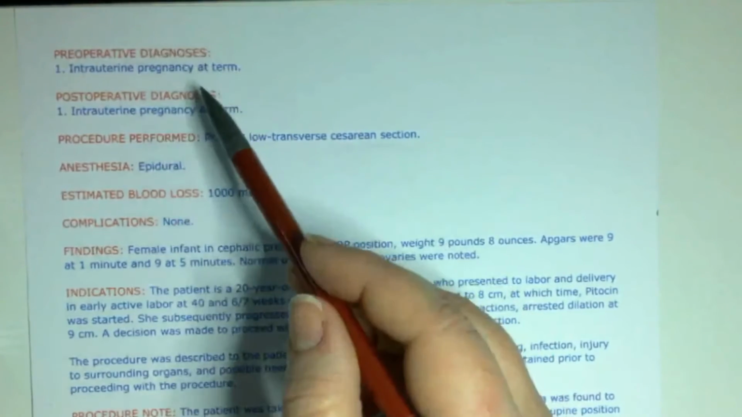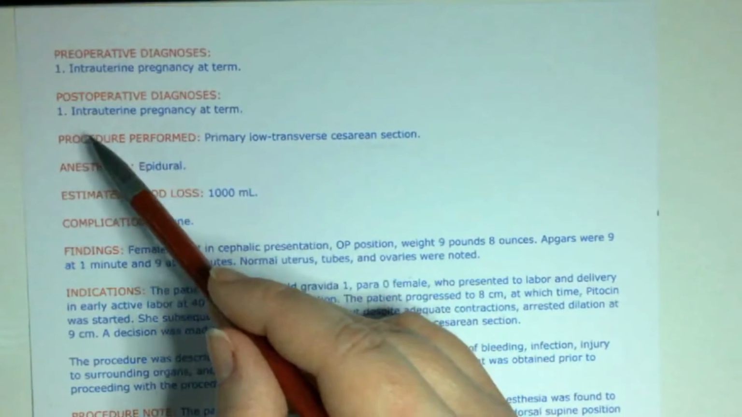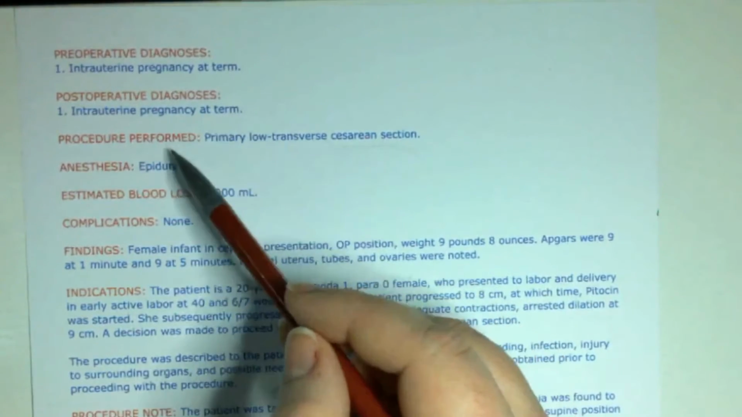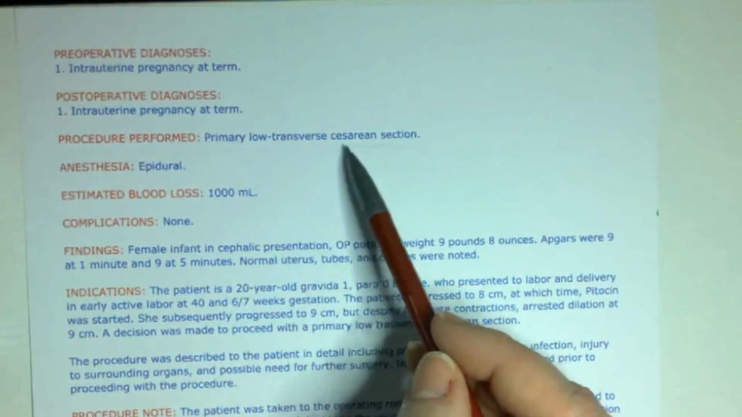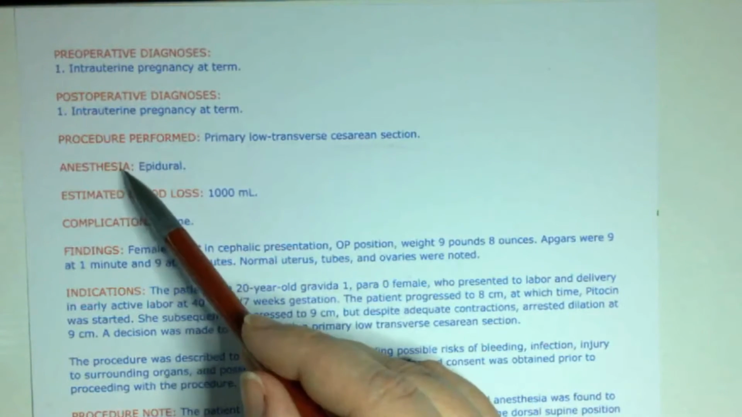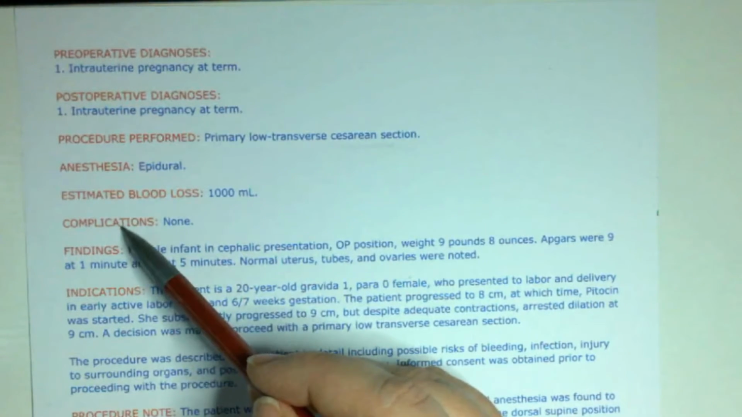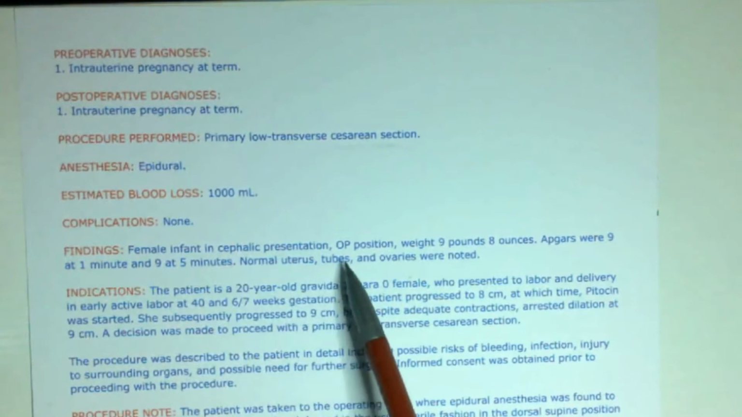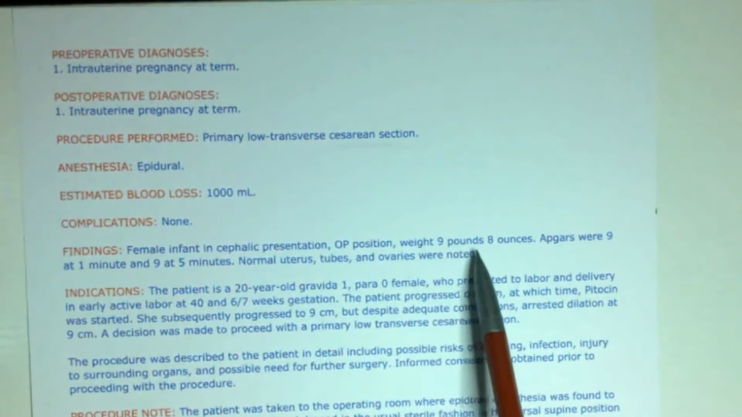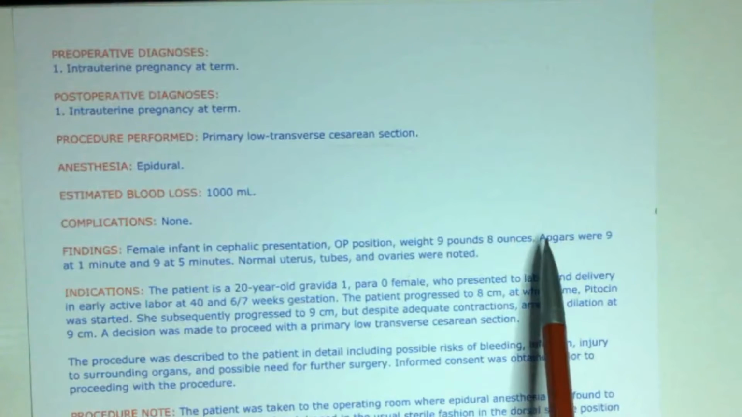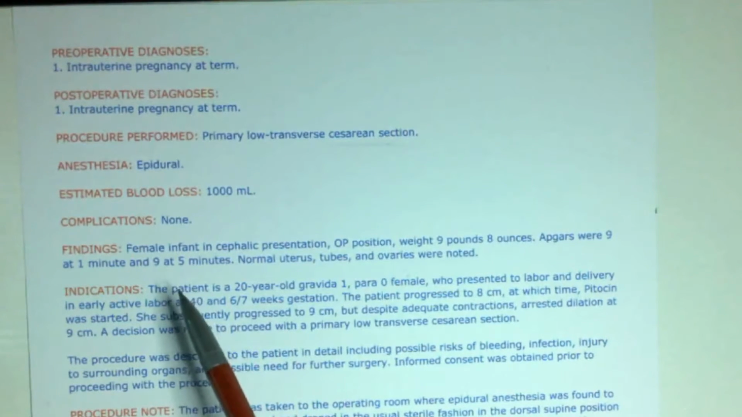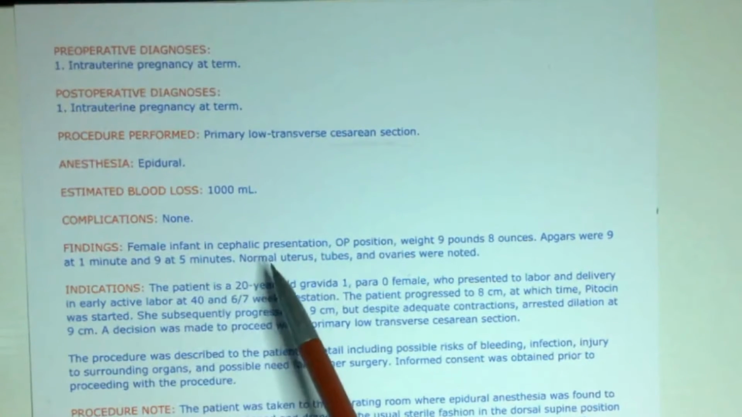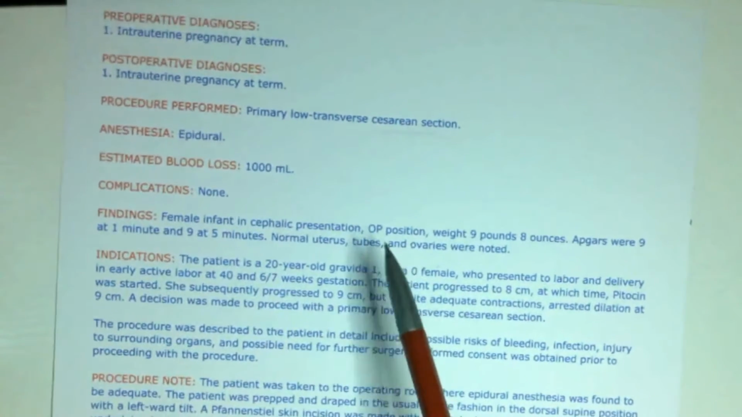So our pre-op diagnosis and post-op diagnosis are the same: intrauterine pregnancy at term. Procedure performed: primary low transverse cesarean section. We have our anesthesia, estimated blood loss, and complications. Findings: female infant in cephalic position, OP position, weight is 9 pounds 8 ounces. APGARs were 9 at 1 minute and 9 at 5 minutes. Normal uterus, tubes, and ovaries were noted.